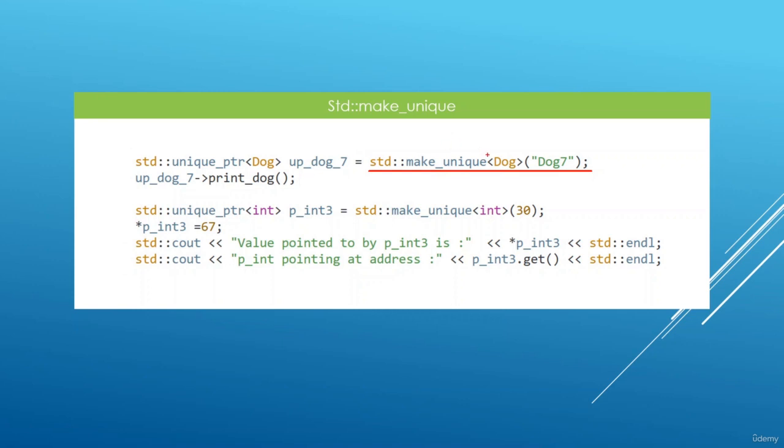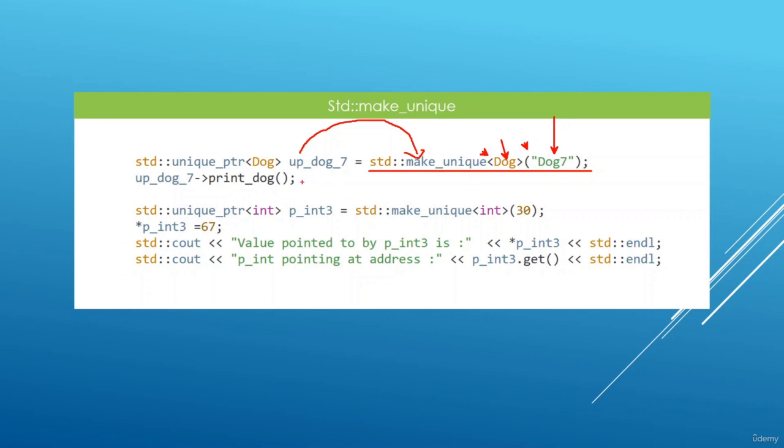So the syntax is really what you see here. You say std::make_unique, you say angle brackets. Inside, you say the type you want to allocate, and you can pass data to initialize the memory that was allocated on the heap. For example, here, if we pass the data here, the data is going to be used to initialize the dog object that is created on the heap. And that data is going to be pointed to by the unique pointer that we have here, updog7.